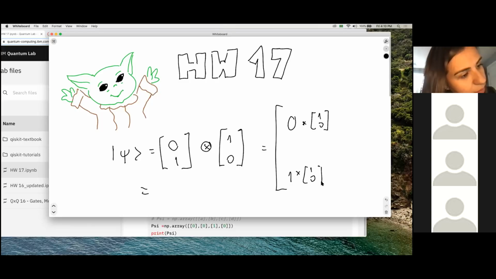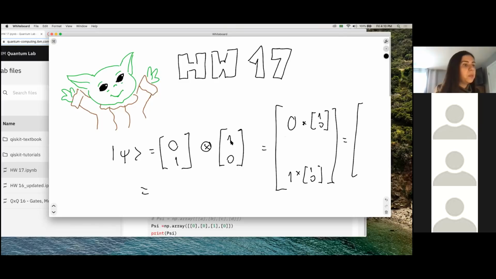This means you're multiplying this constant by the entire vector here and this constant by the entire vector here. Because you have two vectors that have two lines in one row, we're going to have a vector, one row, with four lines. The result is going to be 0, because 0 times 1 is 0; 0 times 0 is 0; 1 times 1 is 1; 1 times 0 is 0. This is going to be the result.